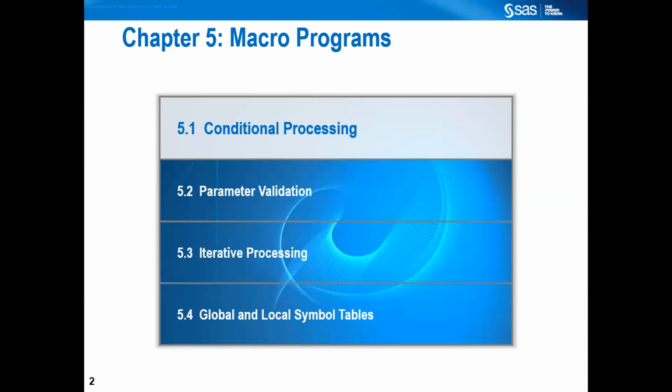In this lesson, we have 4 topics to cover. We'll see how to create a conditional processing program with macros. Then, we'll see how one can validate the parameters. We'll see how one can write macro programs in iterative processing. And of course, we'll understand what is local and global symbol table. So to begin with, let's start with conditional processing.